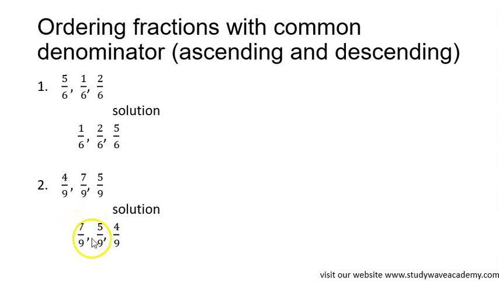Do you understand? If this was to be arranged in ascending order, it would be 4 over 9, 5 over 9, and 7 over 9, right? And if the earlier one was to be arranged in descending order, it would be 5 over 6, 2 over 6, and 1 over 6. So if the denominators are the same, you use the numerators, okay? Do you understand?